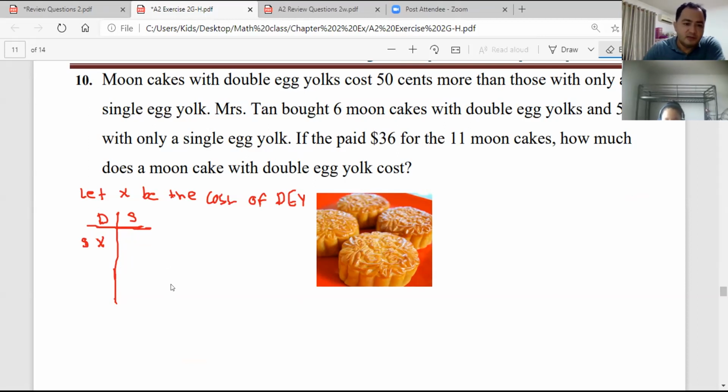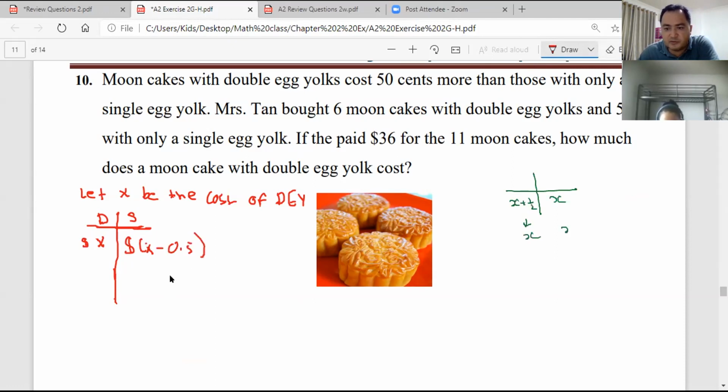Okay, if the price of the double egg yolk is X, what will be the price of the single, S? That will be X minus 0.5, right? Because in two different ways you can write. If you take the first one as X, this will be X plus 1 over 2. But if you take this one as X, the second one will be X minus 1 over 2. Okay. So that is the first part of the question, right?